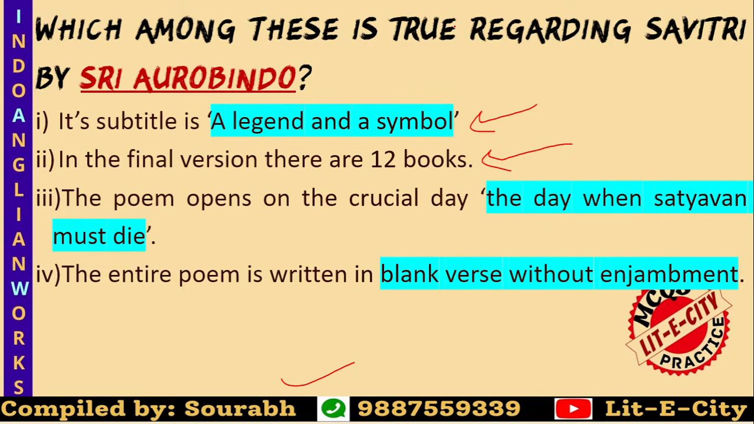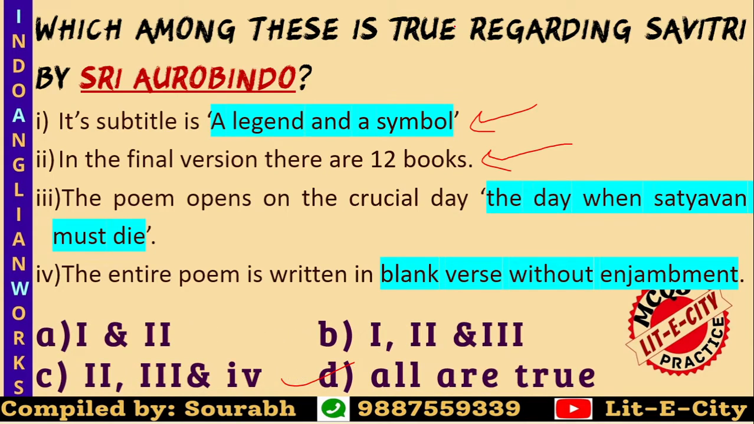Which among these is true regarding Savitri by Sri Aurobindo? Its subtitle is A Legend and a Symbol. In the final version, there are 12 books. The poem opens on the crucial day, the day when Satyavan died or must die. The entire poem is written in blank verse without enjambment. Dear friends, all are true. Yes, its subtitle is A Legend and a Symbol. And one important thing, though it is written in blank verse, it is not a Miltonic blank verse with sense running over to the next line. Each line is complete in itself.